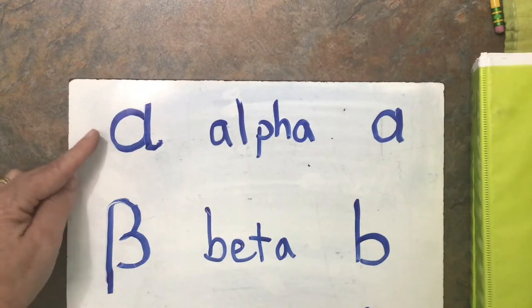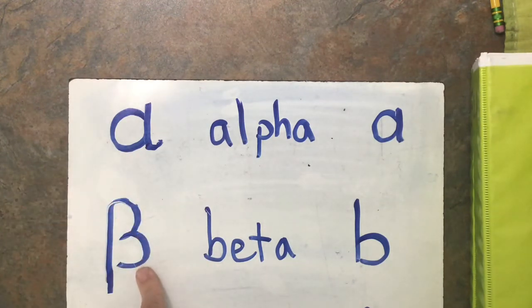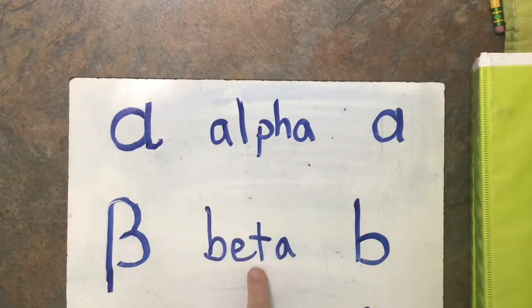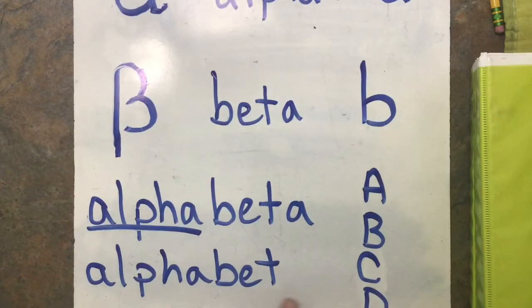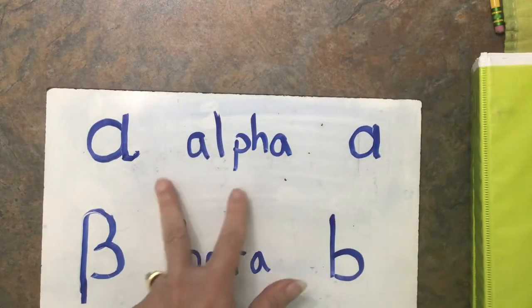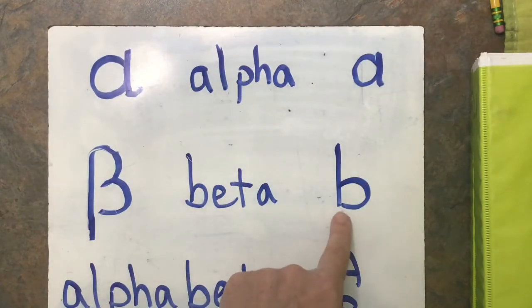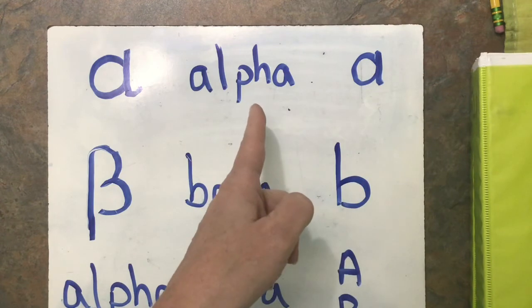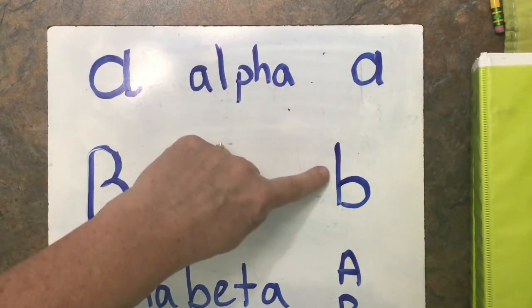This was the symbol for alpha. They called this alpha and they called this beta. And if you put those two words together, alpha, beta, it sounds an awful lot like alphabet. Our symbol for alpha is an A. Our symbol for beta is a B. So alpha, beta, or in the English language, A, B.